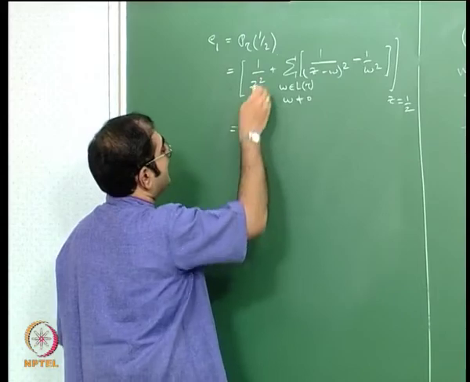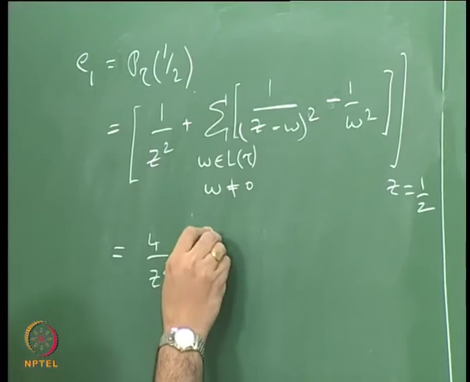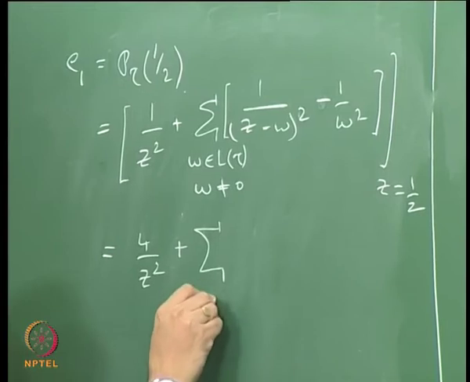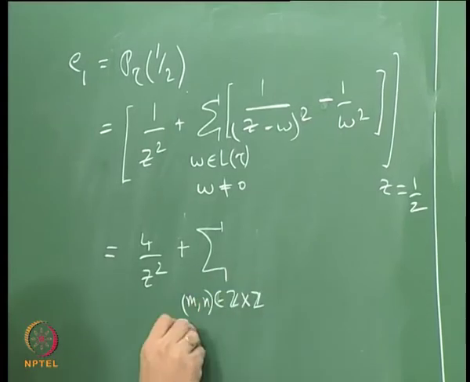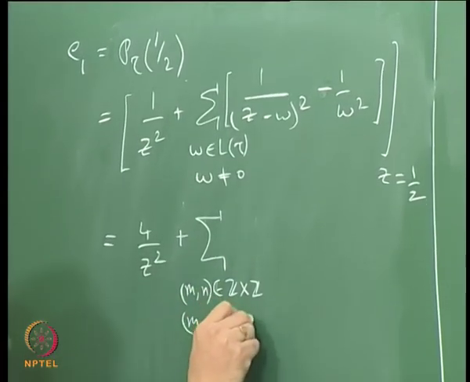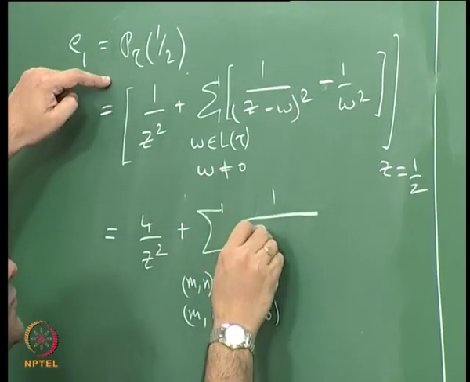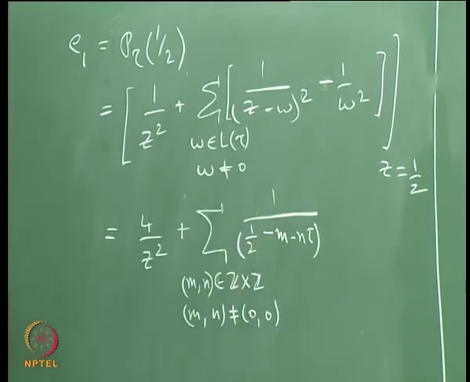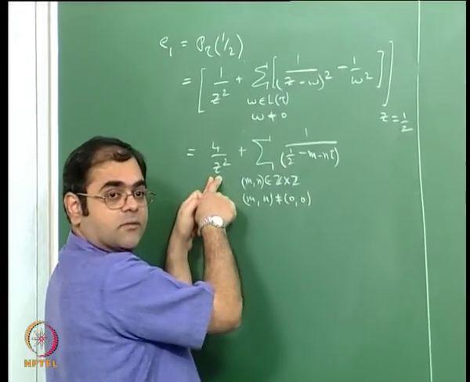If I do that, I will get 4 here, plus the sum over m comma n, an ordered pair of integers, with m comma n not equal to 0 comma 0, and here I will get 1 by (half minus m minus n tau), because omega is supposed to be m plus n tau as m and n vary; that is how you get the lattice. Of course you do not include 0 here because the contribution for 0 is already out there.